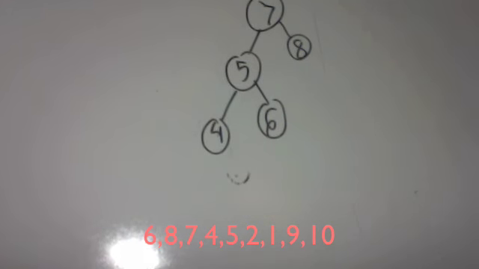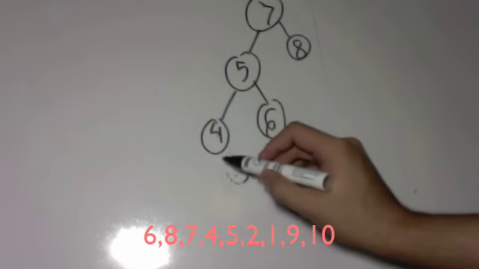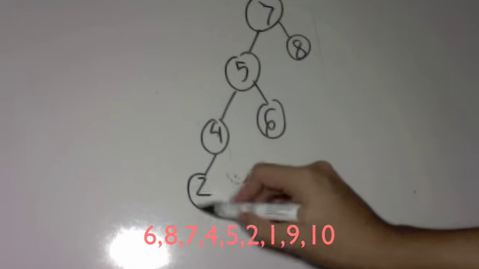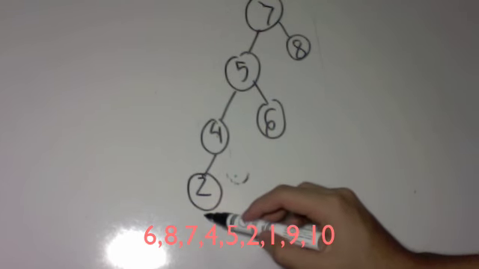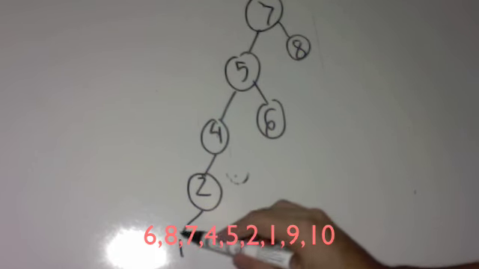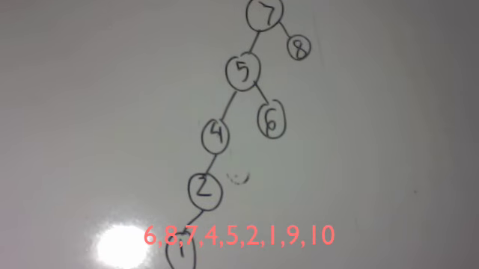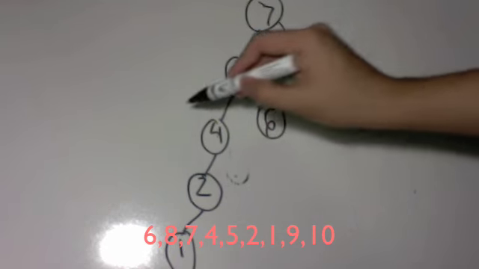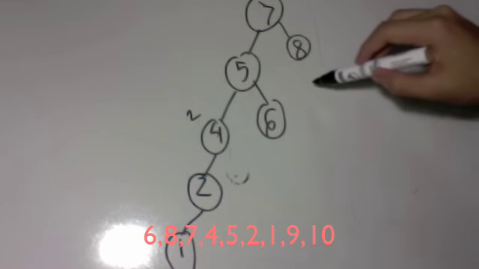We then move on to the next number in the set, which is 2. 2 is less than 4, so it is placed at the left of 4. The next number is 1. Since it is less than 2, it is placed to the left of 2. Now the balance factor of 4 is 2. That means we have to rotate at 4.